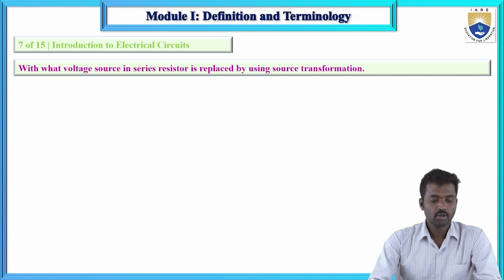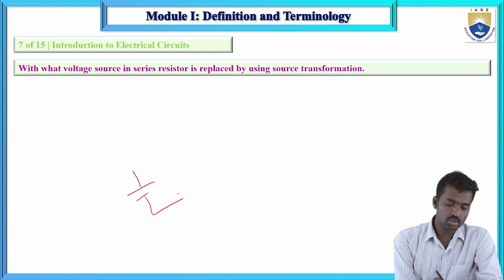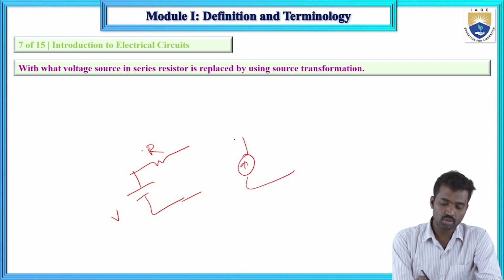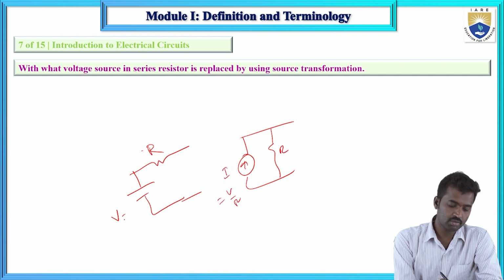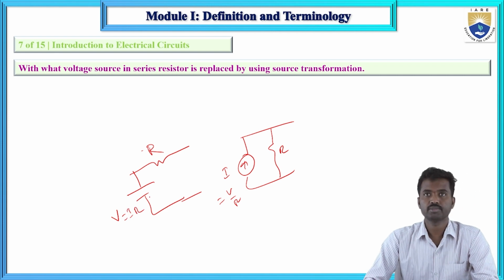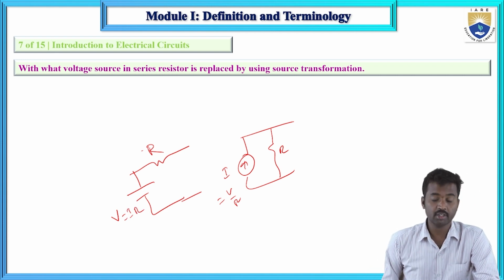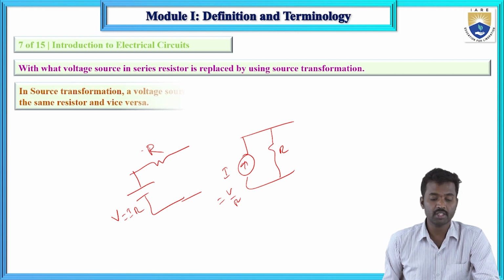Next, with what is a voltage source in series with a resistor replaced by source transformation? So this is a voltage source V in series with resistance R, and this is replaced by a current source I in parallel with resistance R. So now I equals V by R and V equals IR. In the source transformation technique, a voltage source in series with resistance is replaced by a current source in parallel with resistance.